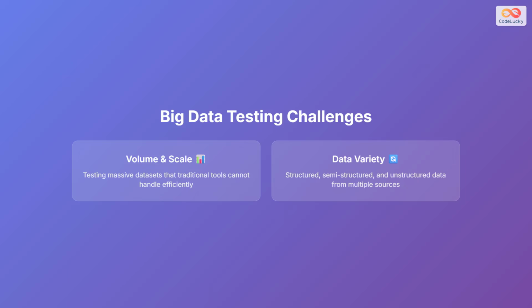One of the main challenges is the sheer volume and scale of the data, which often exceeds the capacity of traditional testing tools. Another key challenge is data variety. Big data comes in different forms, including structured, semi-structured, and unstructured data, often sourced from multiple places.